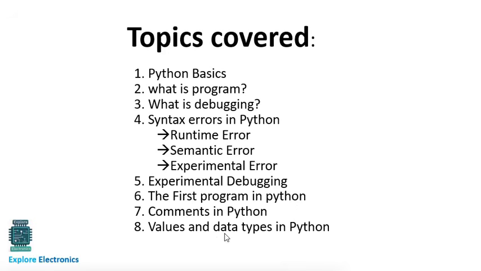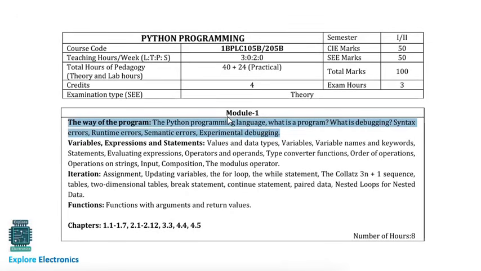What are all the values and data types? How do we assign a value to a data type or variable? Let us understand everything in this video. As I told you earlier, from module 1 I have taken the first video, part 1, the way of the program. The Python programming language, what is a program, what is debugging, syntax errors, runtime errors and semantic errors, along with experimental debugging. These are all the concepts that I will be explaining in this video. Make sure you watch till the end to get clarity.